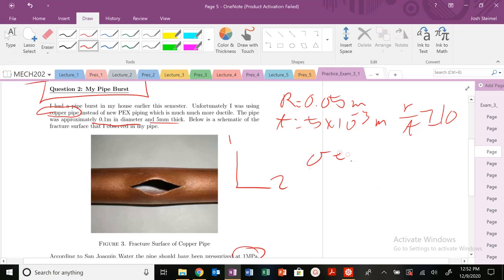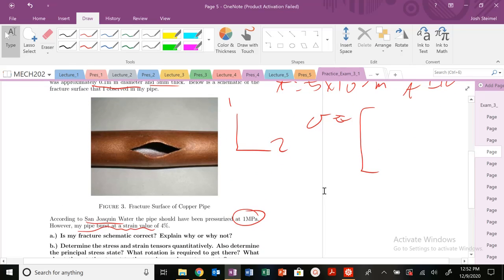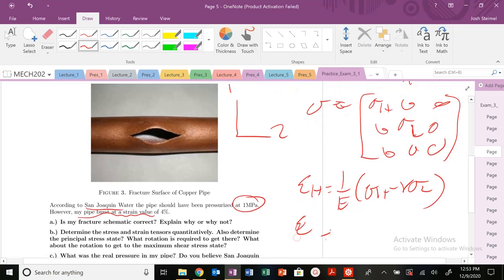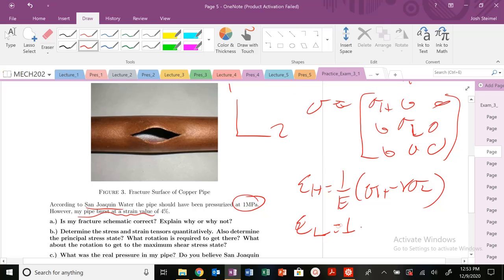Once we know that, according to this coordinate system that I wrote, I know that my stress tensor should look like the following. So it should be hoop stress, my longitudinal stress in the other direction. Everything else should be 0. And then accordingly as well, I should have this equation: strain in the hoop direction is 1 over E times sigma H minus nu times sigma L, and strain in L, longitudinal direction, is 1 over E times sigma L minus nu sigma H.